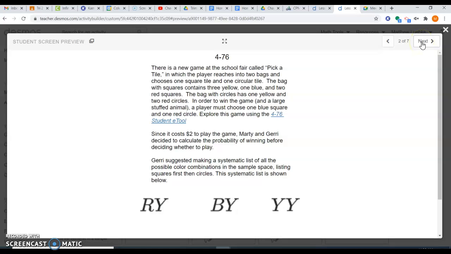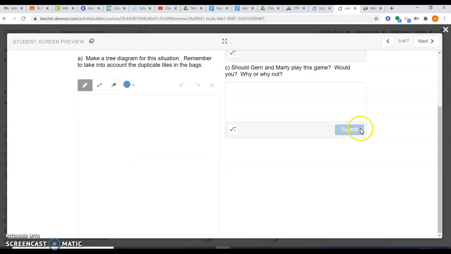So there's 2 events happening here. The first event is you're reaching in the bag of squares and picking one out. The second event is reaching into the bag of circles and picking one out. So in the tree diagram, we need to branch each event. Okay, so the first event being the squares. So event 1 is going to be the squares, and there are 3 different types of outcomes when you reach into the bag of squares. You could get a yellow square, or a red square, or a blue square. So that's the first event. You reach into the bag and the outcomes would be yellow, red, blue.